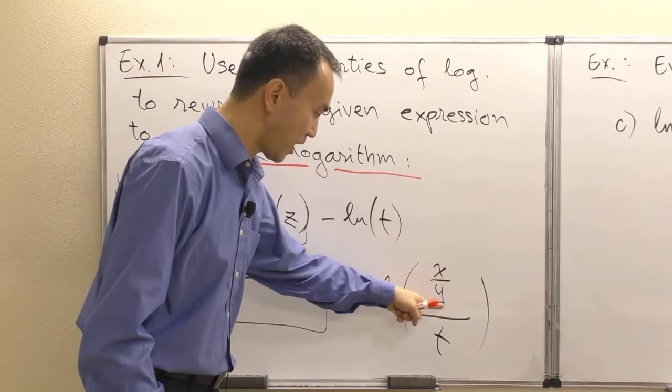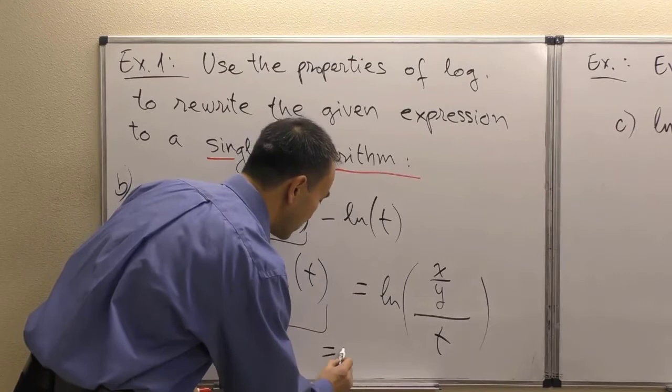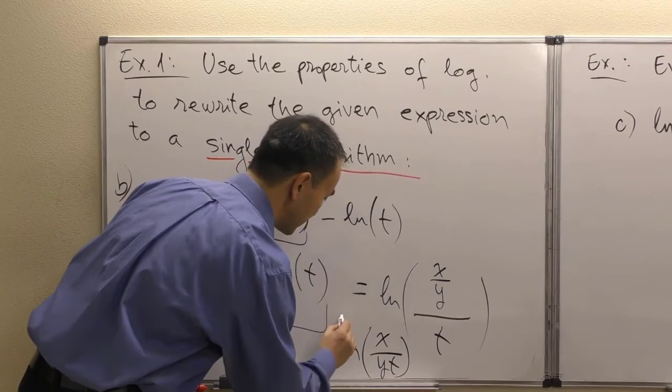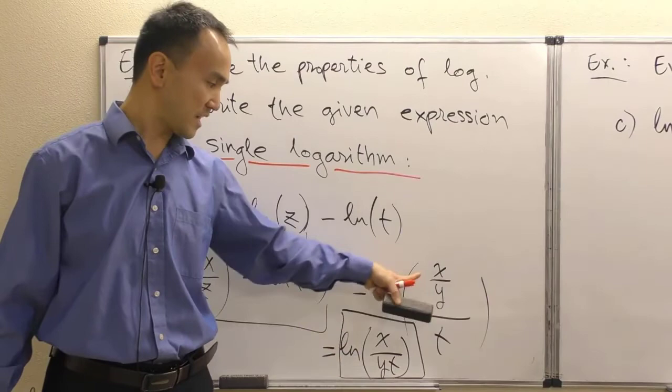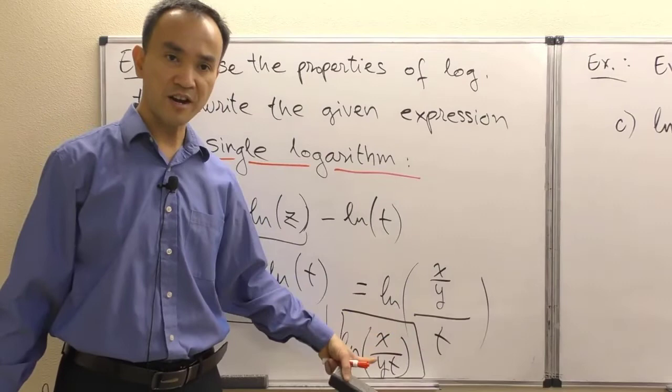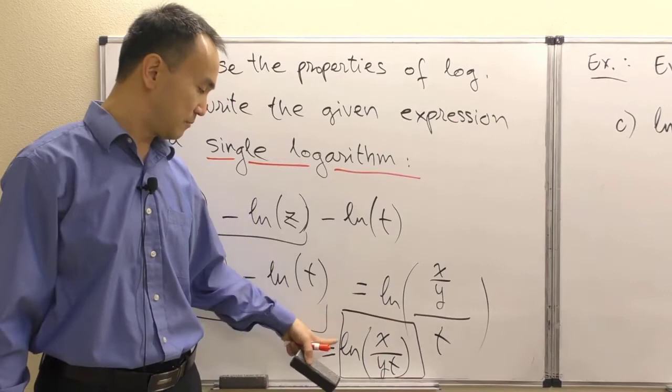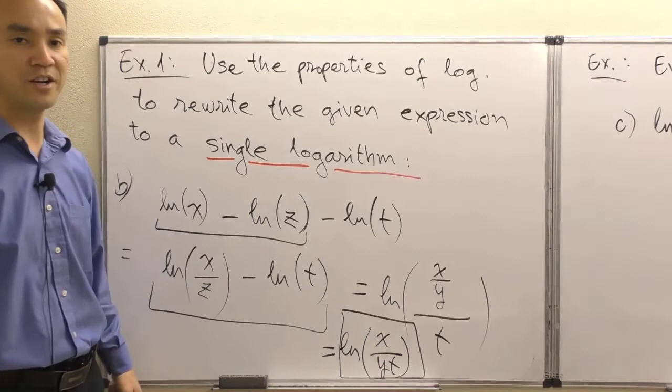Algebraically, x over y and all over t right here becomes simply, so now natural log of x over yt. Anyone viewing the lesson is encouraged to see how I go from here to that, so feel free to pause the video to verify that for me. x over y as a small fraction all over t can be rewritten as x over yt, so y and t multiplied together in one denominator. But this is, again, one single log term, and the expression inside is a lot simpler. All right, that's how we've done part B.